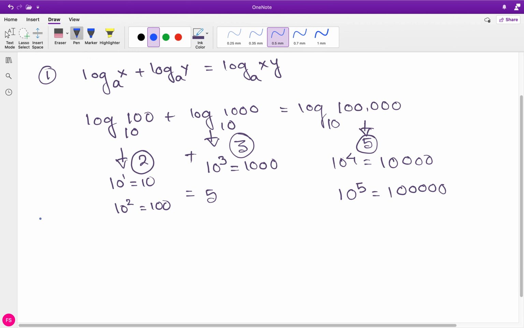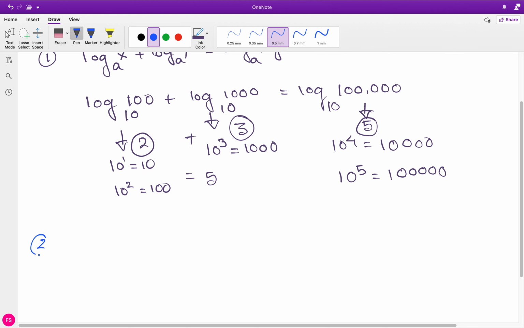Let's move to number 2, the second formula. It's kind of similar. If you have log of x with the base of a and you subtract another log of y with the base of a, this equals log of x over y with base a. This time you have to divide when you subtract the logs, but with the same base. Remember, you can only do this when they have the same base. If the bases were different, then you couldn't have done this.